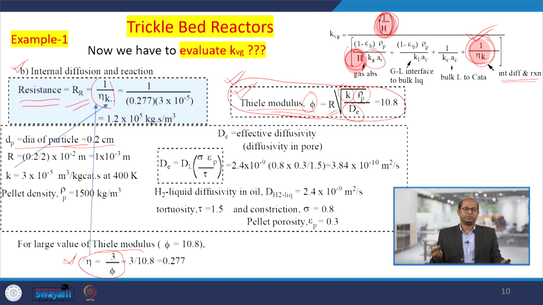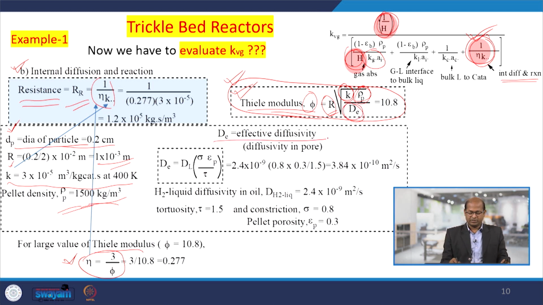The catalyst particles that we are considering are assumed to be spherical, its diameter is given, then its radius would be this, if we divide the diameter by 2. So, radius is given. So, radius we can put it here, then the reaction rate constant at 400 Kelvin is given. So, small k value we can substitute here, density of the particles, that is given, so that we can substitute here, and now effective diffusivity you have to find out.